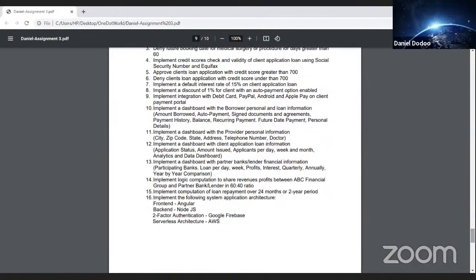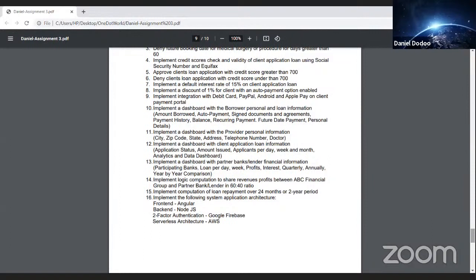So implement a dashboard with a provider and personal information. So these are the provider's personal information that I've already explained: city, zip code, state, address, telephone number, and the doctor's name as well. Implement a dashboard with the client application loan information. So application status, amount issued, applicants per day, per week, and per month, analytics, and a data dashboard.